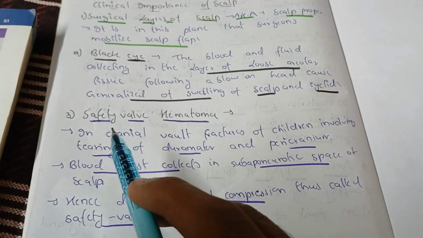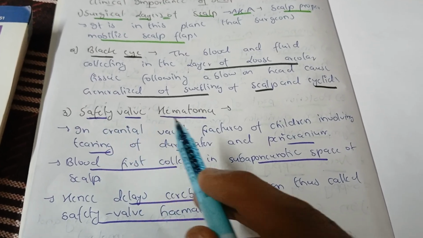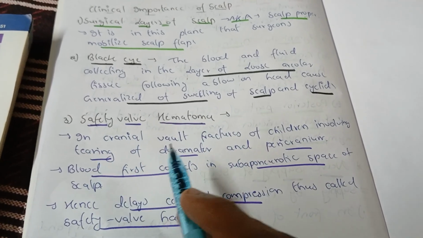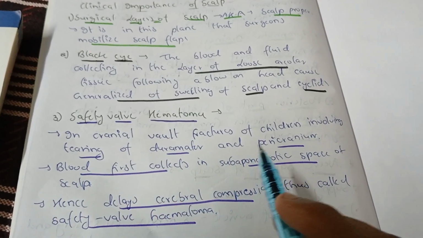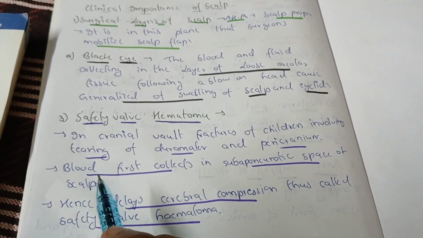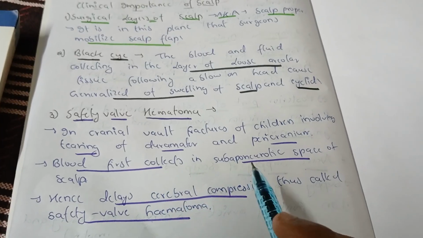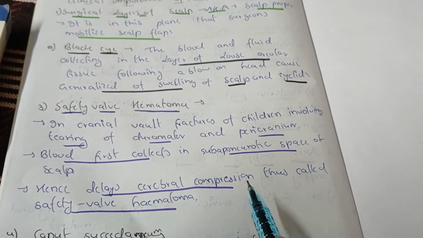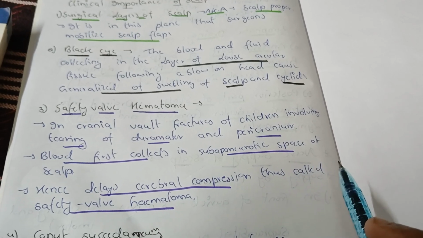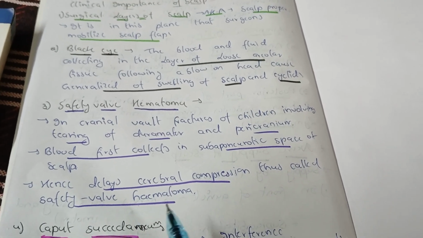The third main clinical importance of scalp is safety valve hematoma. In cranial vault fractures of children, sometimes there is tearing of dura mater and the pericranium. In such condition, blood first collects in the subaponeurotic space of the scalp. Hence, it will delay cerebral compression. That is why it acts as a safety valve and hence its name, safety valve hematoma.